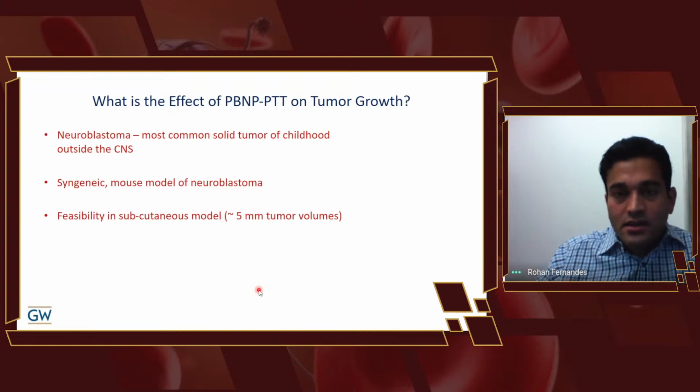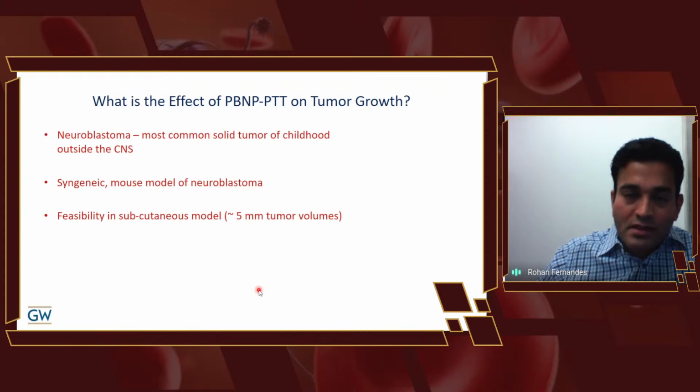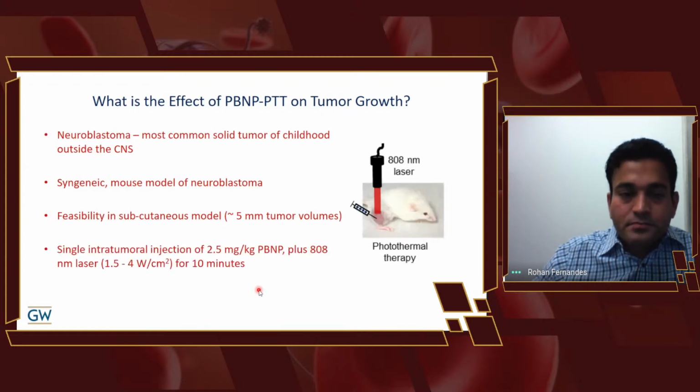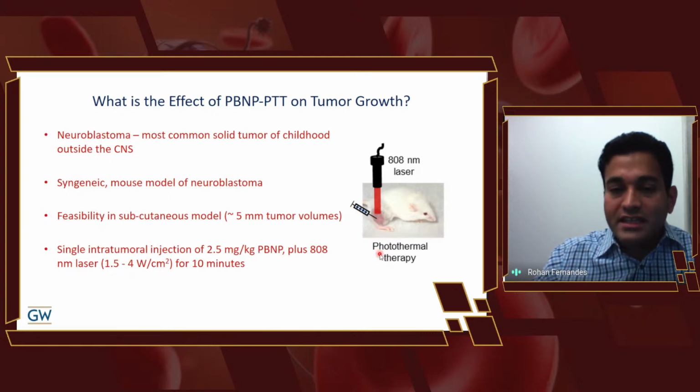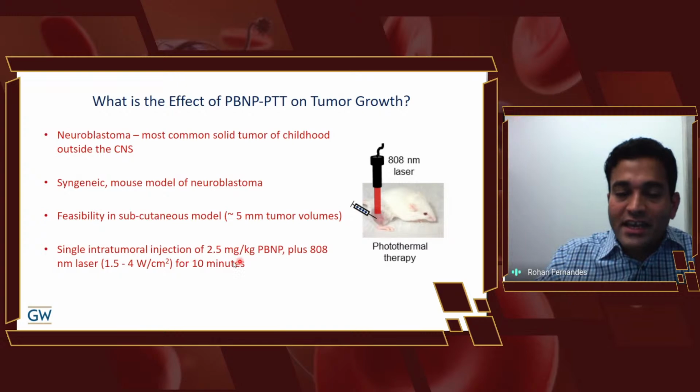So we injected the tumors subcutaneously, and we allowed them to be palpable, which is around a volume of 5 millimeters in one dimension. And then you can see out here, this was the tumor. We administered Prussian blue nanoparticles, a single intratumoral injection at 2.5 milligrams per kilogram. That corresponds to around 50 micrograms of the nanoparticles in the tumor microenvironment.